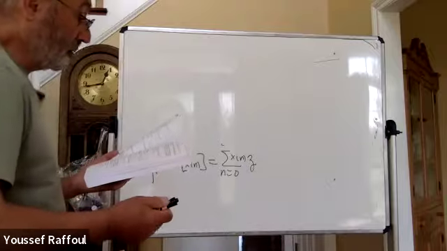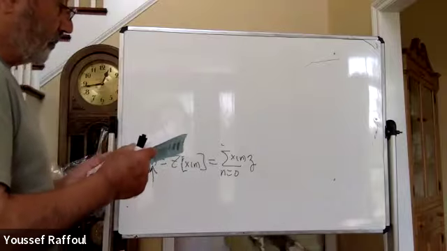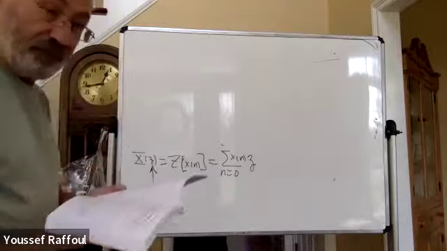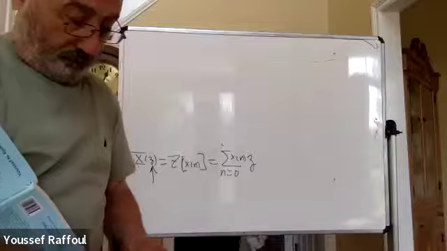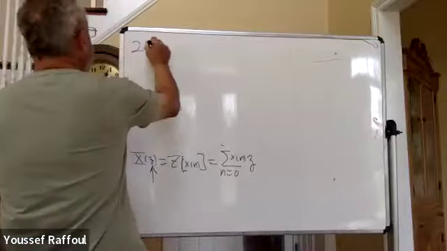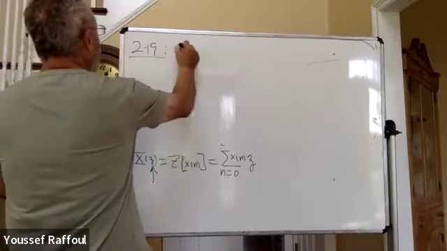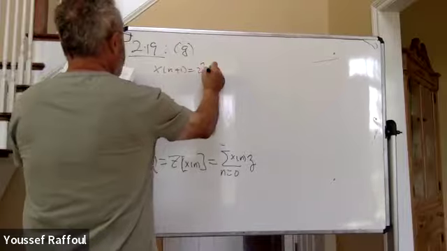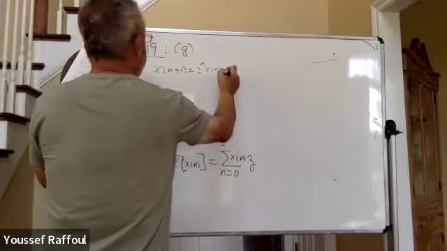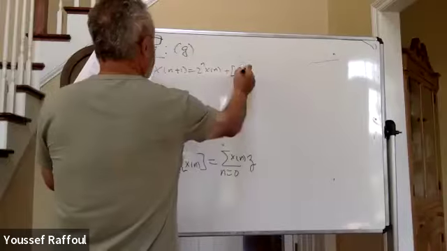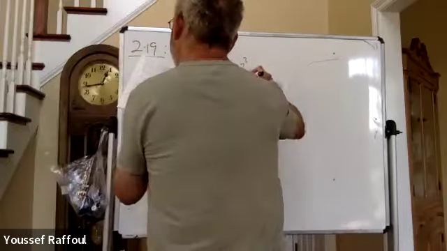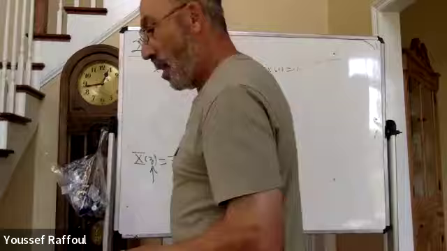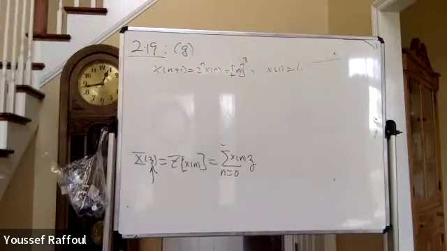Okay, for example, 2.19 G is x_{n+1} equal 2 to the n x_n plus n, for x_1 equal to 1. Okay? Well, you need to use the formula.